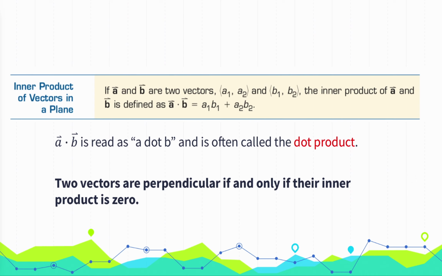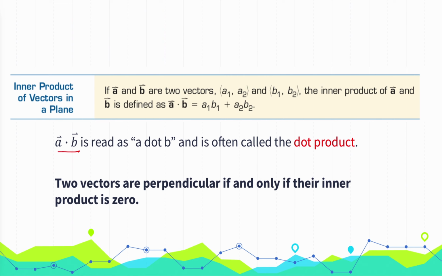So, the inner product of vectors in a plane, all you do is you multiply the x coordinates together and you multiply the y coordinates together and then you add those. So your dot product is not a vector. Your dot product should be a real number, not a vector. So the dot product of two vectors is not a vector, it's a number. So you would read this as a dot b.